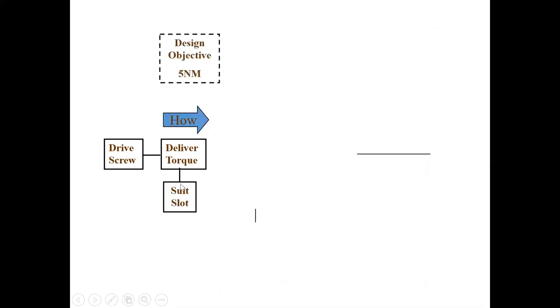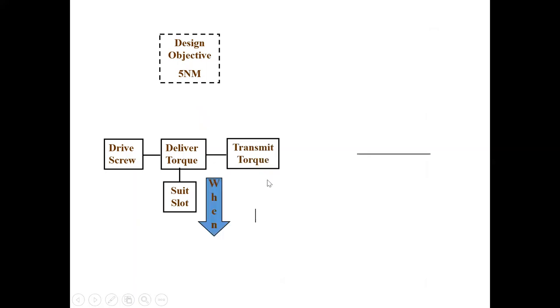So I'm following the How analysis. The basic function of a screwdriver is to deliver torque. How to deliver torque? Drive screw is the higher order function. It is out of scope. It is not my scope. The basic function of a screwdriver is to deliver torque. How am I going to deliver torque? By transmitting torque. How am I going to transmit torque? Here comes the When approach. When is nothing but a simultaneous function. So I'm going to deliver the torque by providing a slot, and I'm going to achieve the transmitting torque function by ensuring the approach. It's all simultaneous function.